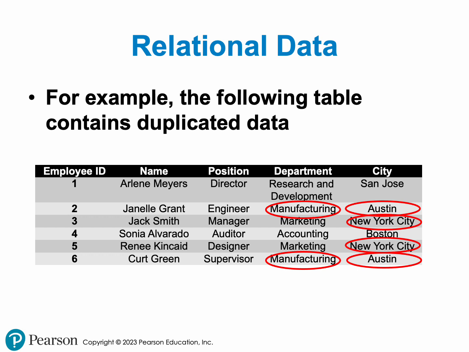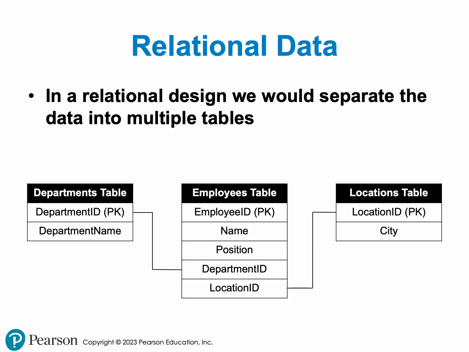Let's look at this table that has duplicated data. As you can see here, we have duplicating data, Austin, New York City, and we have duplicating data in a department, manufacturing. Now, in a relational database, we would separate that data into multiple tables. Let's look at this one. We would have a departments table, which would have department ID and a department name. Then we will have the employees table that would store all of the information about our employees, and we would have a location table that would specify the location ID and a city.